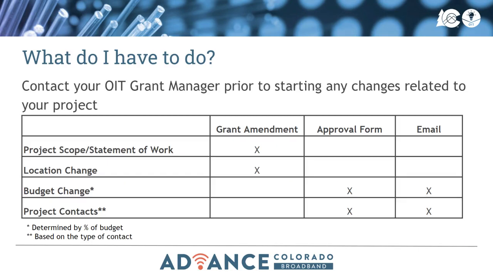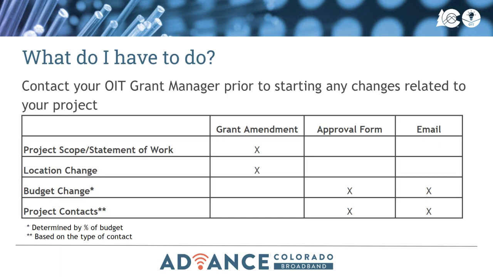So what do I have to do? First and foremost, contact your OIT grant manager for approval prior to starting any changes related to your project. All changes must be approved and documented. However, the level of approval varies by the nature of the change and the tool needed to properly document the change. Some changes require a formal grant amendment, while others require an approval form. In some cases, a written email will fulfill the documentation requirement for the change. Please refer to the table as a reference.